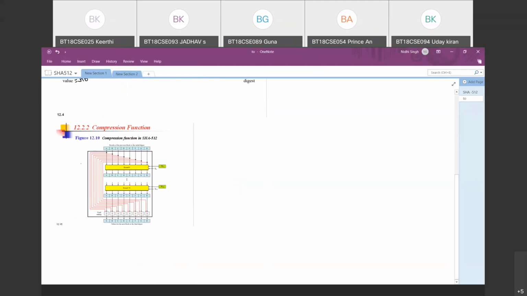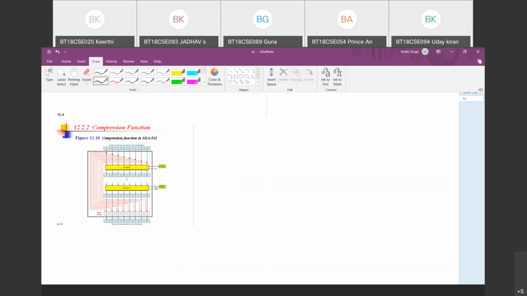Now this is the compression function. This is a fairly neat and clean diagram; mine had become a little messy.